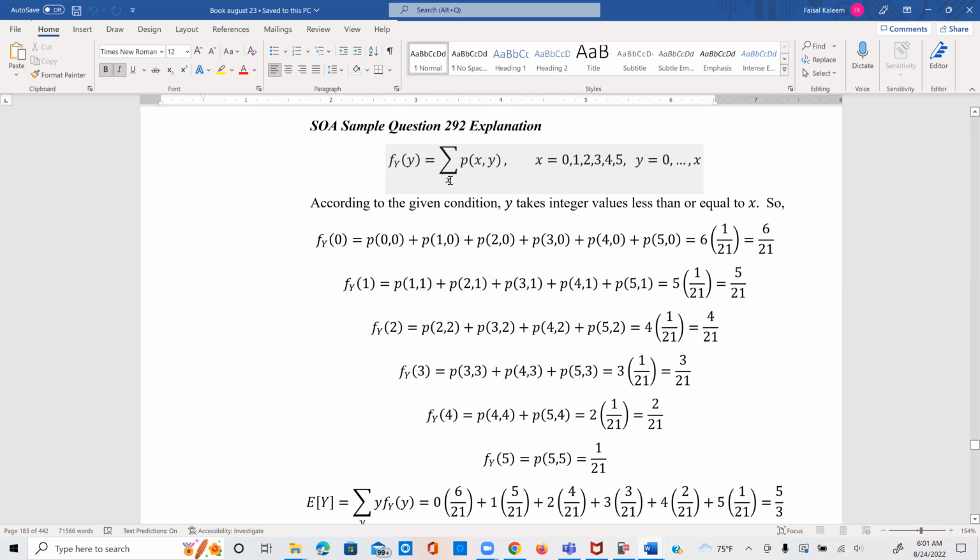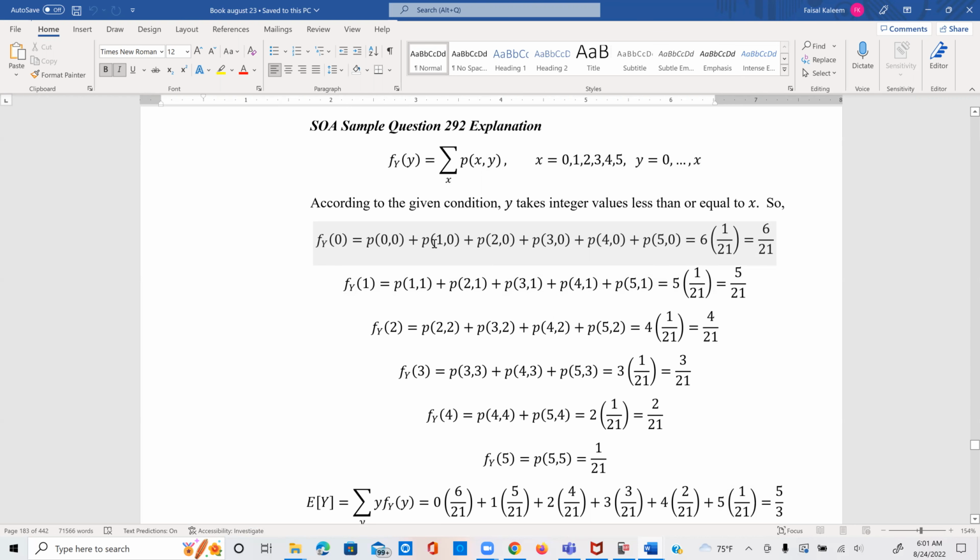So y takes integer values less than or equal to x, as we just said. And so we start by calculating the possible values of fy for different y values. The minimum that y can be is 0, and then x could be 0, x could be 1. Remember, x has to be greater than or equal to y, since y is less than or equal to x, and x goes all the way from 0 to 5.